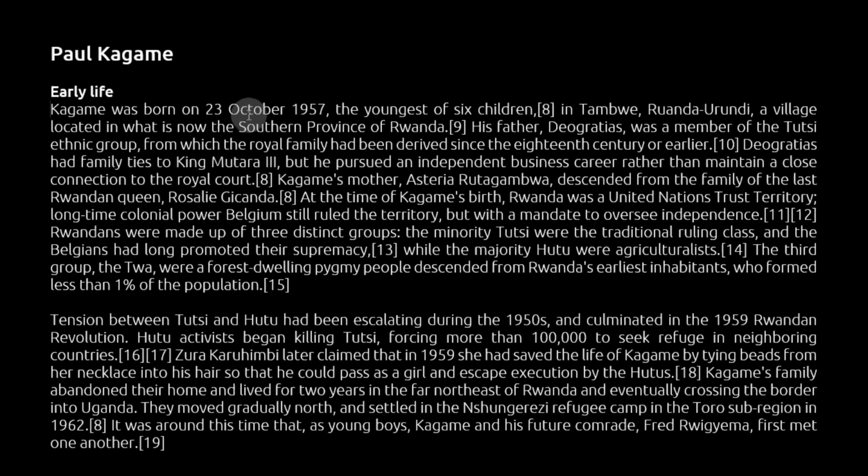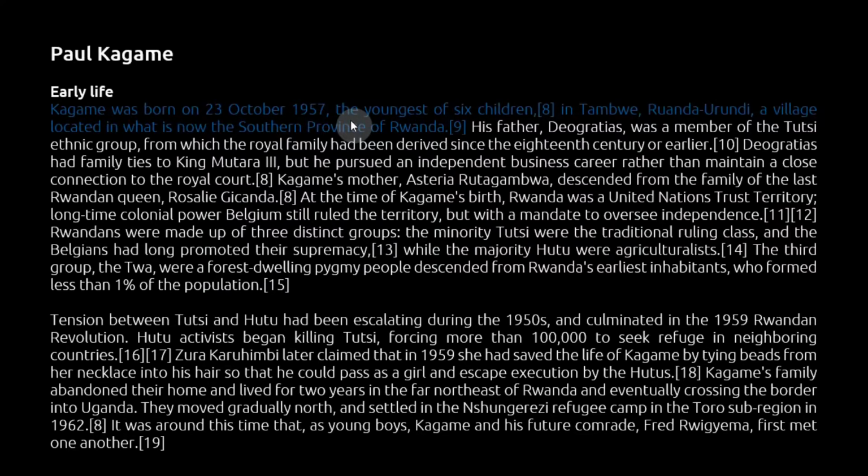Kagame was born on the 23rd of October 1957, the youngest of 6 children, in Twambe, Rwanda, Urundi, a village. This is a description of the entity, so we'll give it blue. It's his description that relates to his birth, that is when he was born, where he was born.